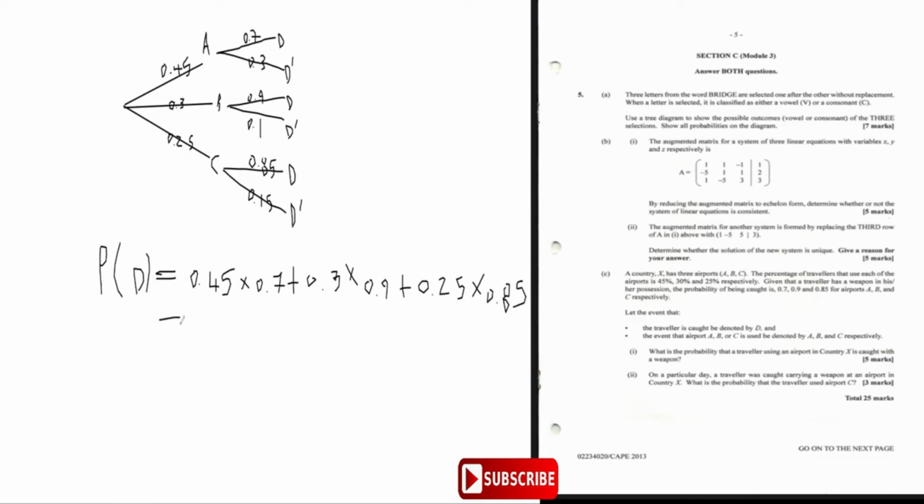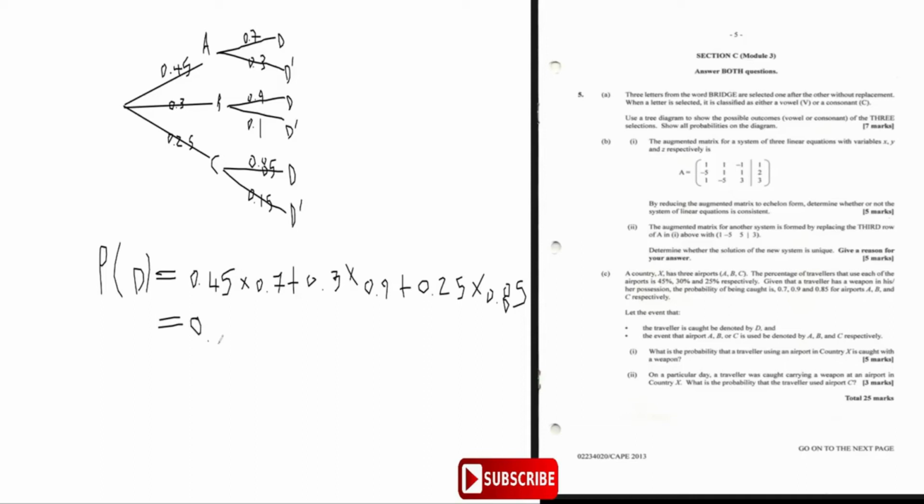So when you work that out, that will give you the probability of you getting caught with the weapon, which is 0.45 times 0.7 plus 0.3 times 0.9 plus 0.25 times 0.85. That's 0.795.